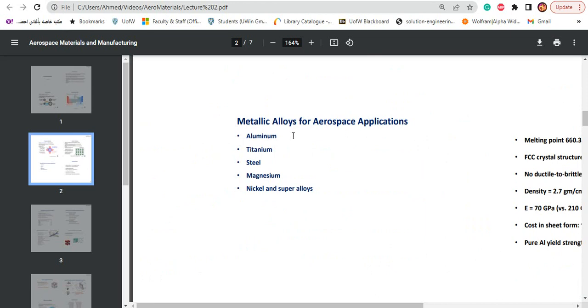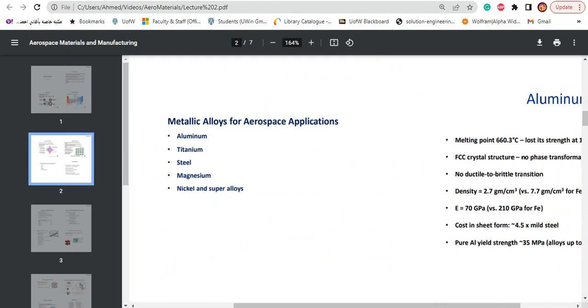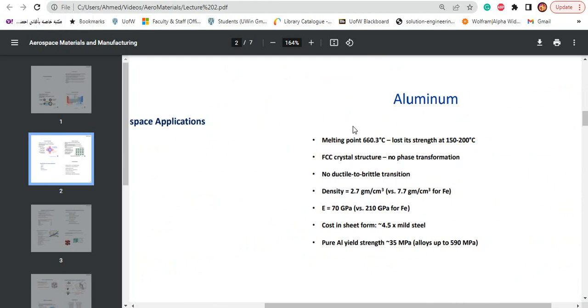Metallic alloys for aerospace applications: aluminum, titanium, steel, magnesium, nickel, and super alloys. Aluminum has a melting point of 660.3 degrees. It loses the strength at 150 to 200 degrees Celsius, an FCC crystal structure with no phase transformation, no ductile to brittle transition. We have a density of 2.7 gram per centimeter cubed.